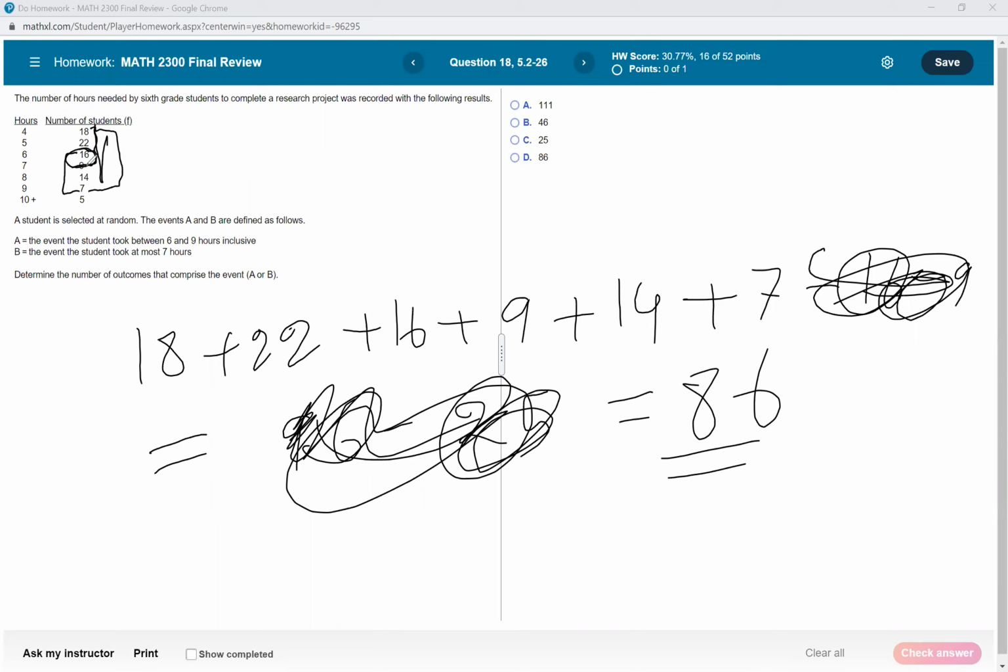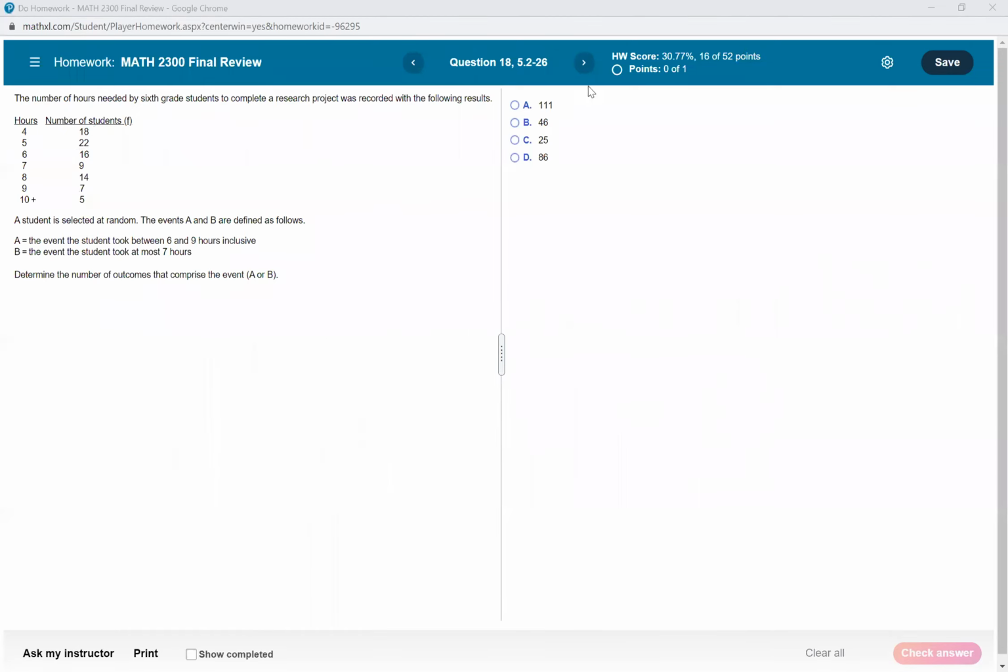Okay, because we didn't count it separately. If you count the number of students for A and the number of students for B and add them together, in that case we are counting 16 and 9 twice. But since we are just counting from here to here, that means we are just counting once. Actually, I told you wrong. We didn't count it separately, so we didn't count it twice. So it should actually be 86. So the answer is 86.